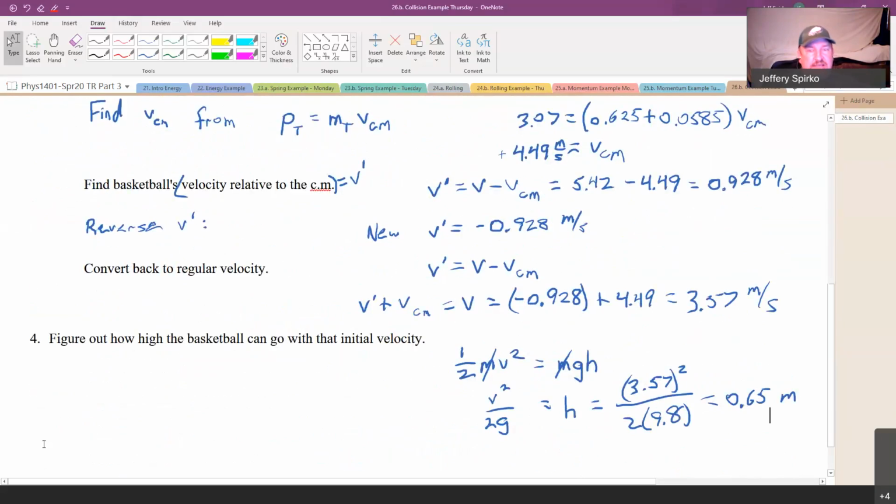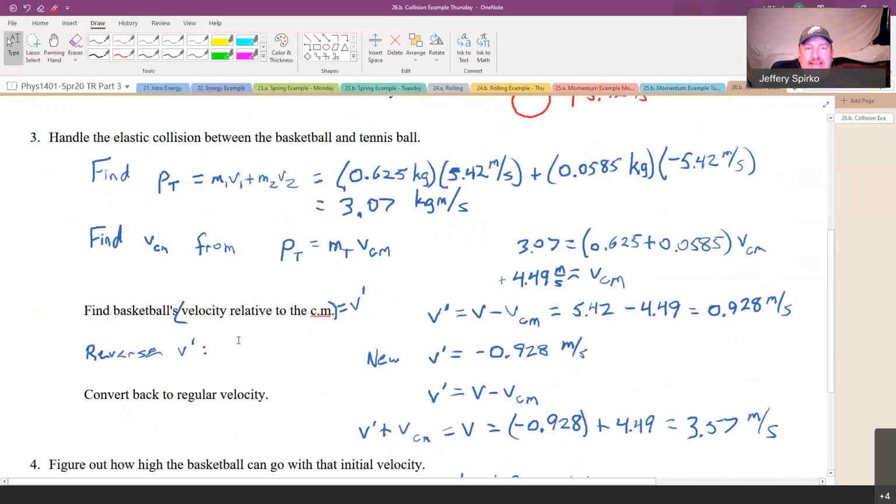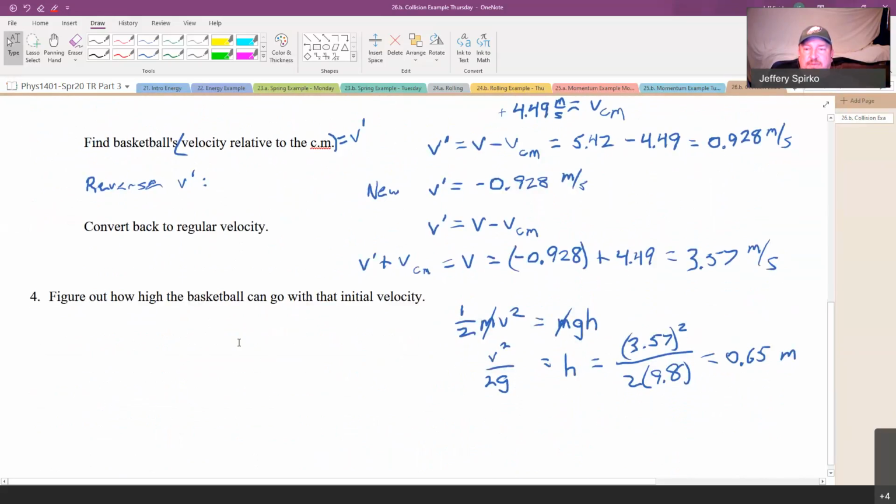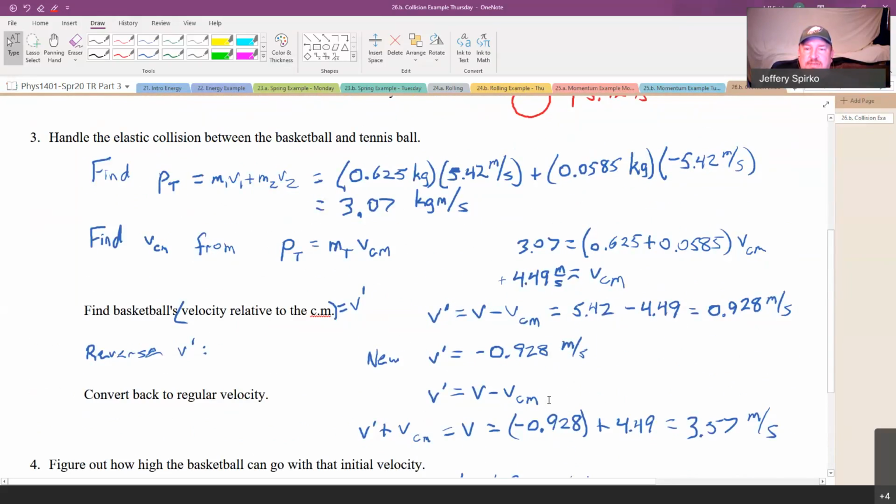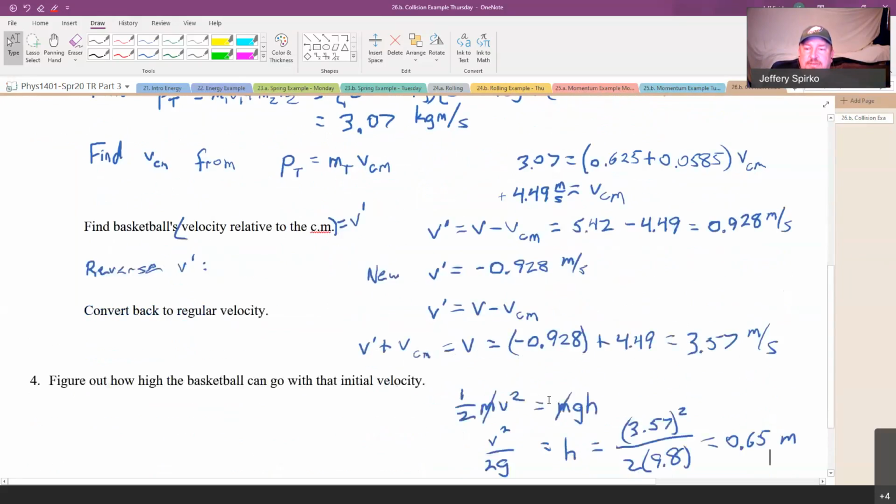So that is how to handle an elastic collision in this vertical situation where we have to go back and forth between velocity and height in a regular conservation of energy calculation, and we also have to do this elastic collision to deal with the middle of it.